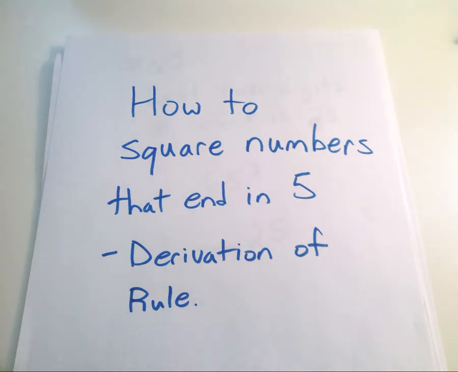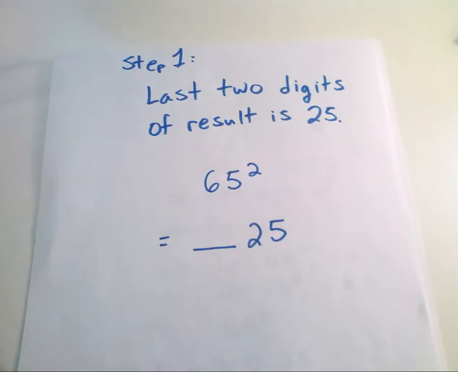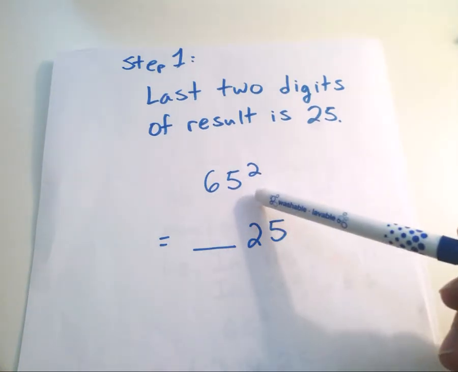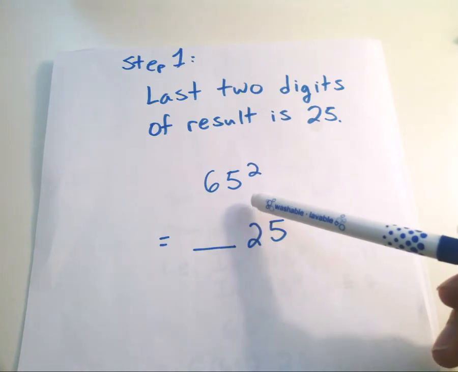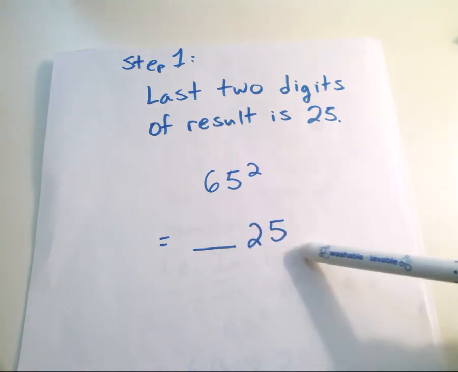So let us begin. Step 1 of the rule. Step 1 says that the last two digits of the result is always going to be 25. So for example, if we have 65 squared, the last two digits of the result is going to be 25.